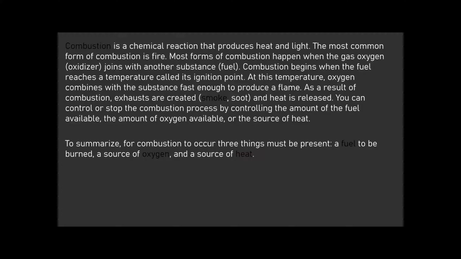We can control or stop the combustion process by controlling the amount of fuel available, the amount of oxygen available, or the source of heat. To summarize, for combustion to occur, three things must be present: a source of oxygen, fuel to be burned, and a source of heat. Now, within Embergen, the oxygen will be present in the entire grid or domain, and we will talk about this in a moment.